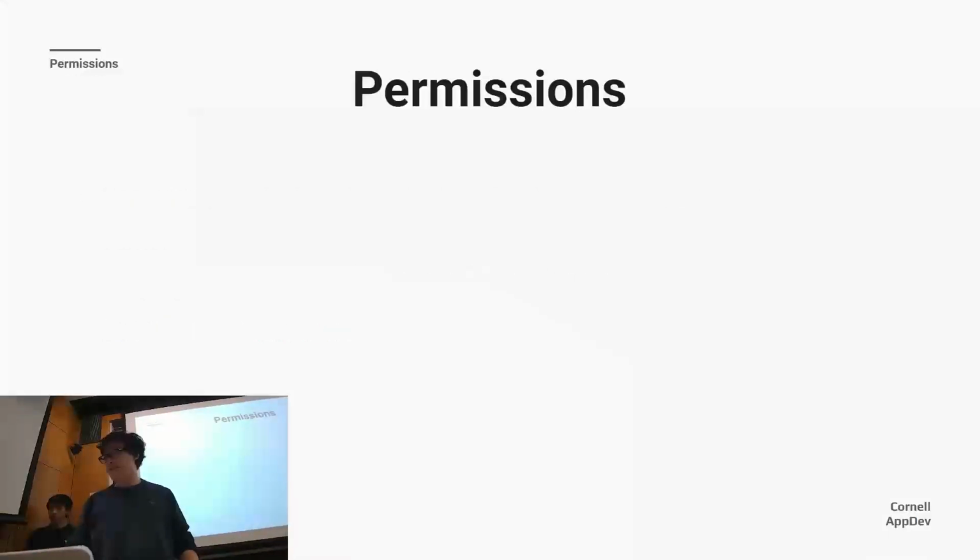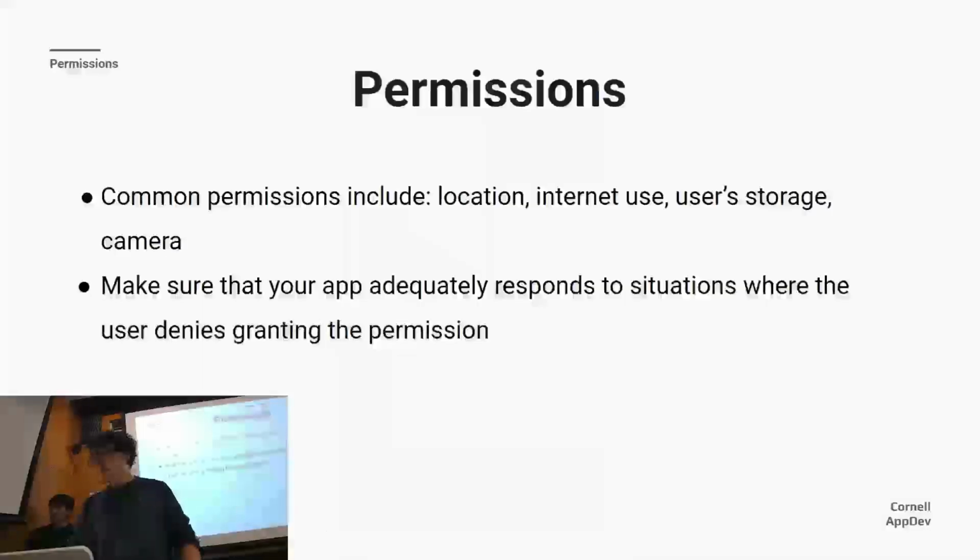Next, permissions. For permissions, you have to remember that there are dangerous permissions, permissions that impede on the privacy of the user. Because of that, you have to ask the user's permission before you gain access to it. For example, location, internet use, access to their storage, as well as their camera. You should use permissions sparingly. You should only request permissions when it's absolutely necessary within your app.